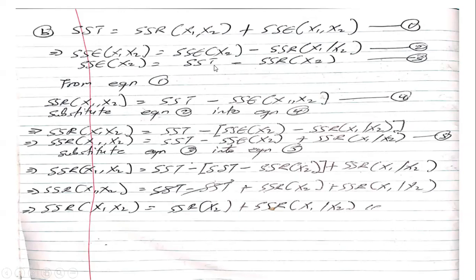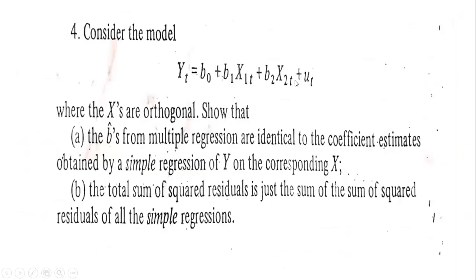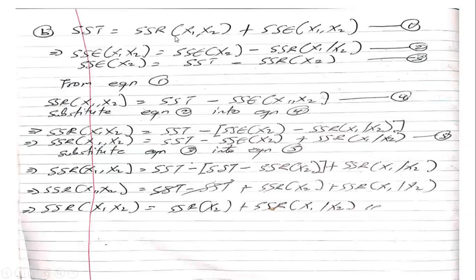From last semester, let's recall. The total sum of squares will be the sum of squares residual plus the explained sum of squares. Great, this is our equation 1. Because we have only 2 regressors, x1t and x2, our total sum of squares will be equal to the sum of squares residual of x1, x2 plus the explained sum of squares of x1 and x2. So this will be our equation 1.